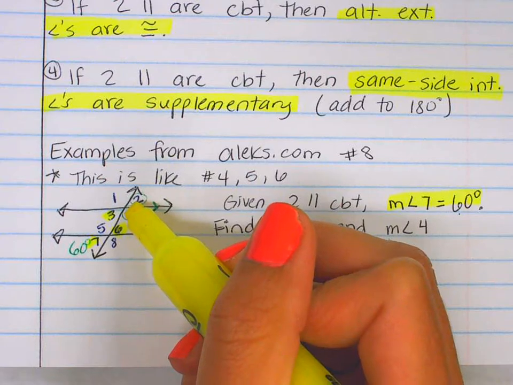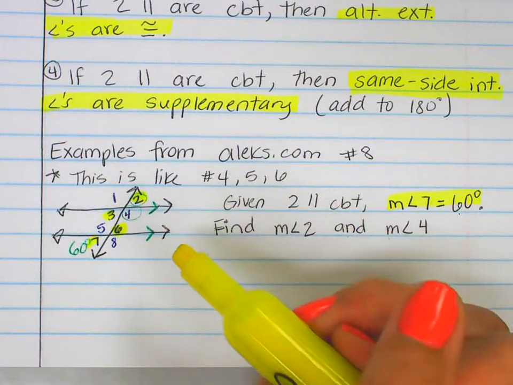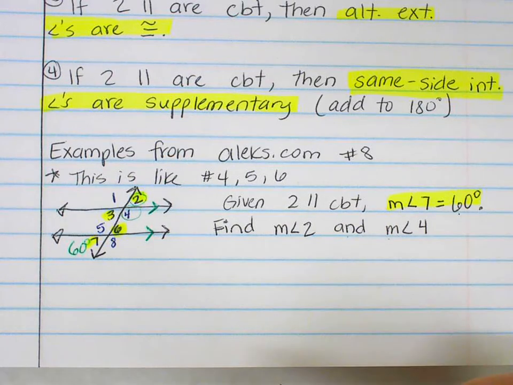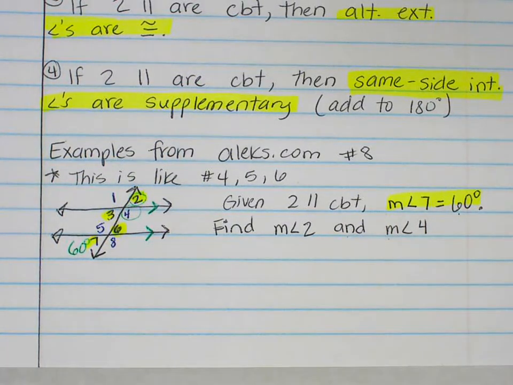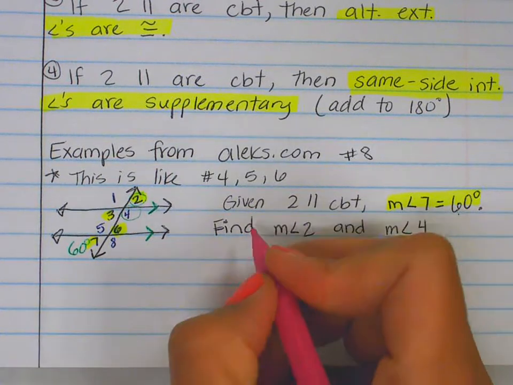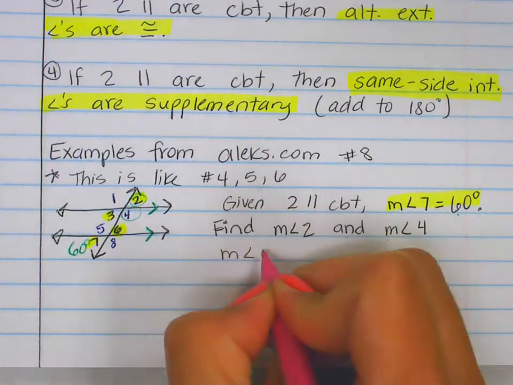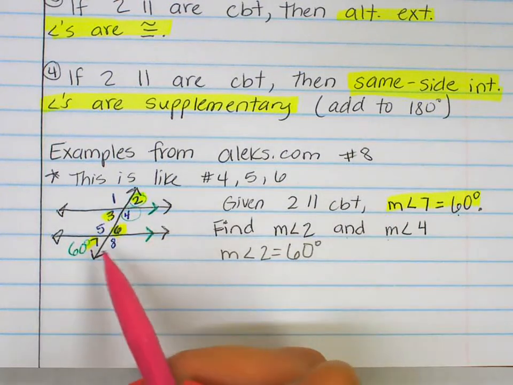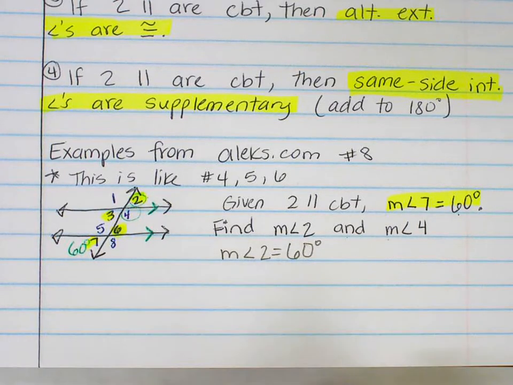Angle 2 is alternate exterior. Oh, that's pretty much all of them that are congruent. Okay, but now that I've highlighted the ones that are congruent to angle 7, I can see that actually answers part of the question. Measure of angle 2 is equal to 60 degrees as well. It is congruent to angle 7 because they're alternate exterior angles.